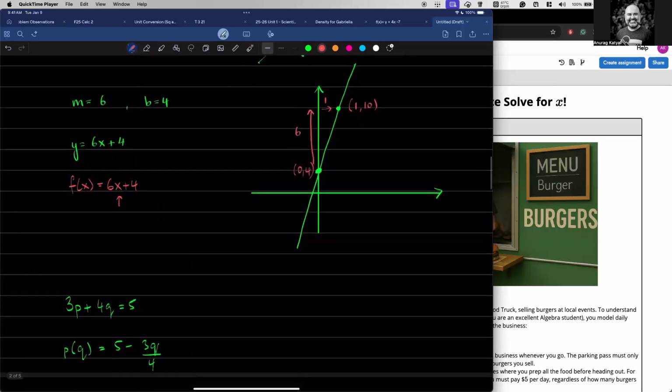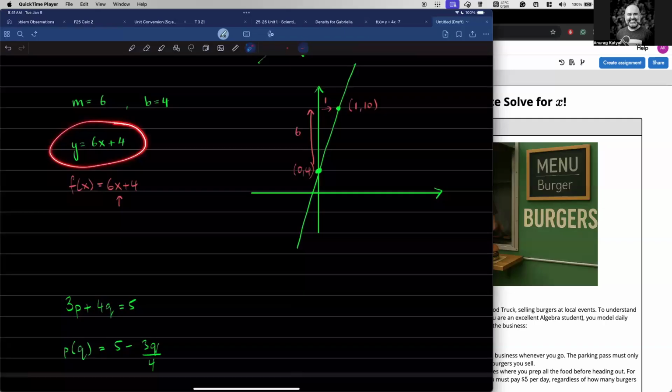Now, why do we need to do this? In this equation, y equals 6x plus 4, what is the independent variable here? What's the dependent variable? Y is the dependent variable because it's by itself. X is the independent variable because it's with the other stuff. Yes? What's the independent variable here? How do you know?